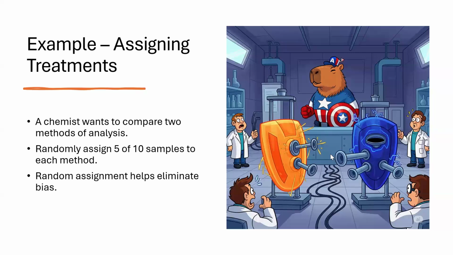Let's say a chemist wants to test two analysis methods. She has 10 identical samples and randomly assigns 5 to each method. Why not just choose the first 5? Because there might be an unintended pattern. Maybe the first 5 were collected earlier and degraded. Random assignment ensures fairness. It balances both known and unknown factors, helping us isolate the treatment effect. Think of it like testing Captain America's shield against 2 different metals. We'd want random assignment to be sure the results aren't just due to temperature, wear, or the way it's thrown.